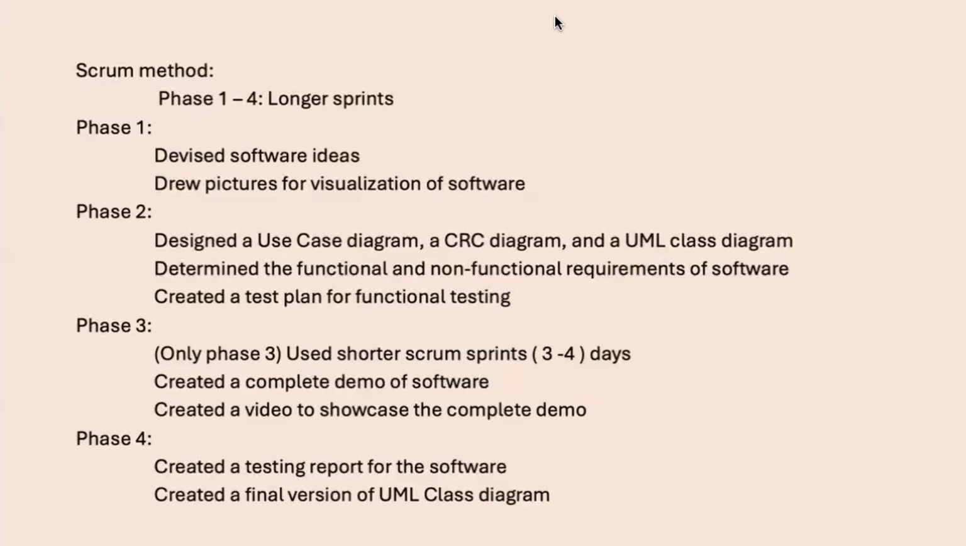In Phase 3, we used shorter Scrum sprints, with each sprint taking from 3 to 4 days to code the software. And we created a complete demo of the software. And we also created a video to showcase the complete demo. In Phase 4, we created a testing report for the software, and we created a final version of the UML class diagram. This is the end of the introduction.